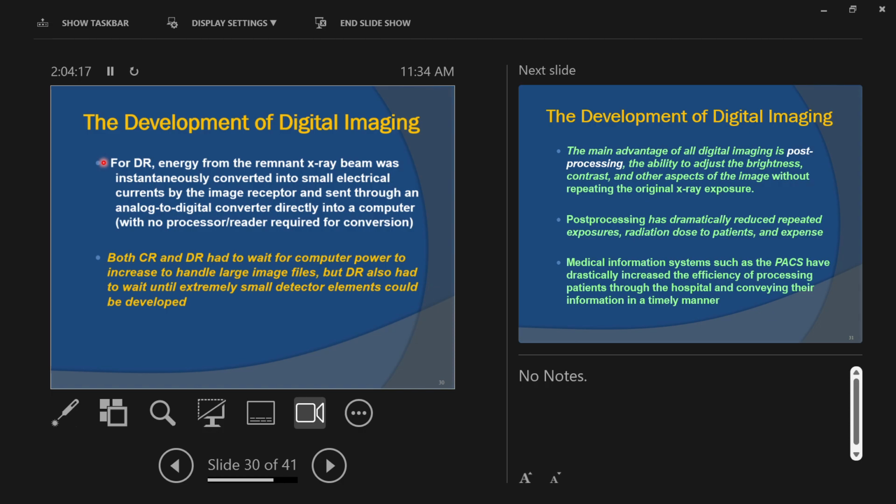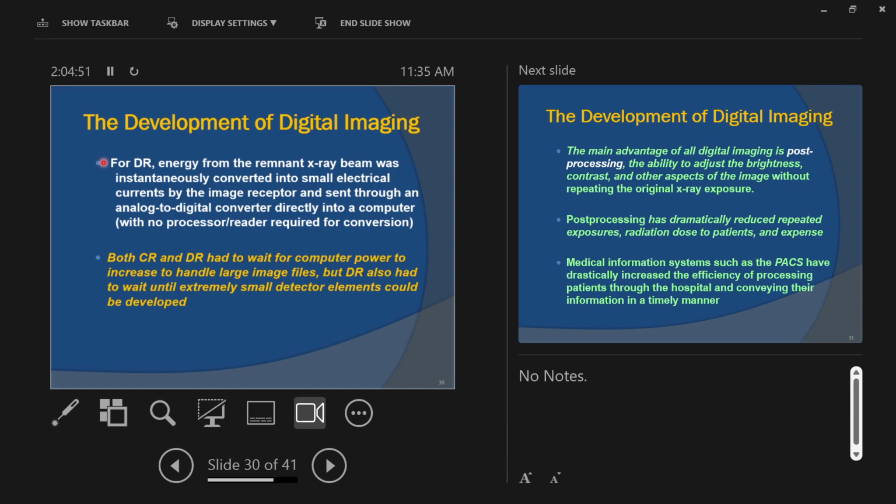So RB or RR, either way, but remnant beam or remnant radiation. That remnant radiation carries all of the information about the patient, okay? In that beam, in principle, is all the information about the inside of that patient's body. That information is stored at the level of the image receptor. We call that the latent image. So the remnant beam carries all the information for the latent image.